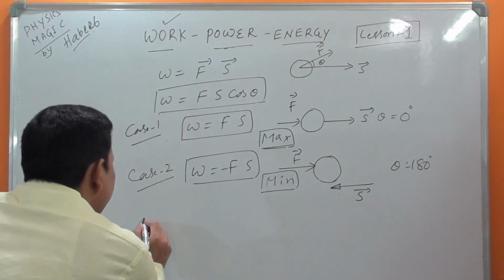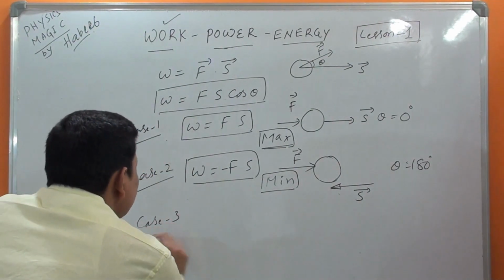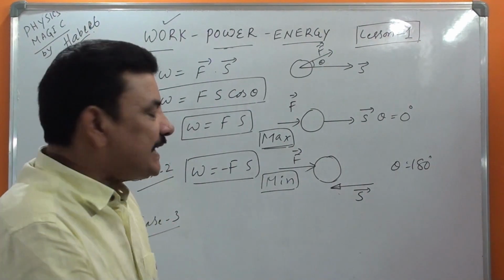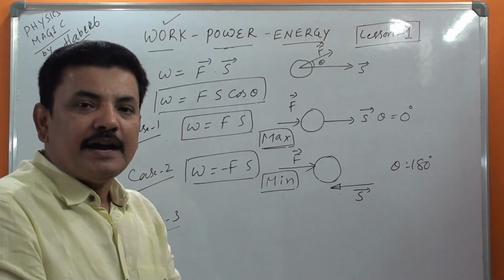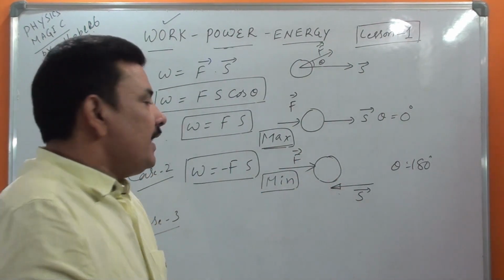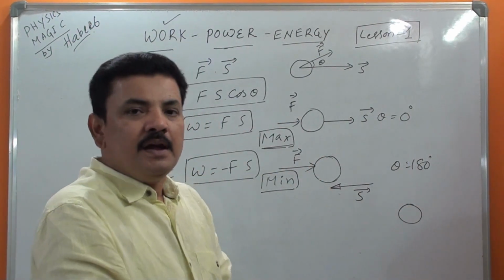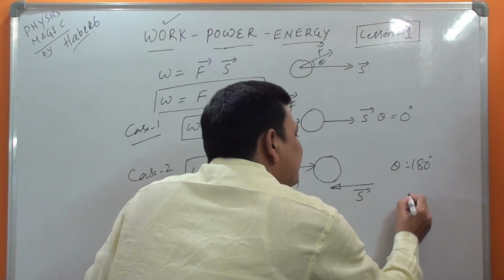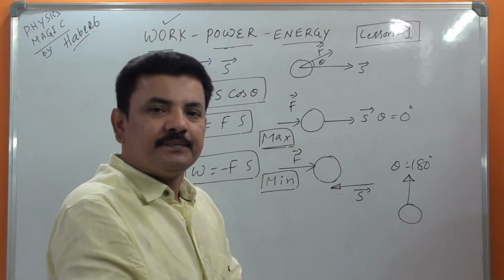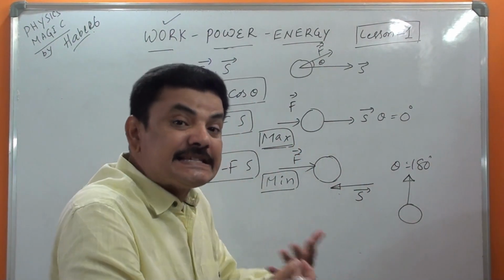Then what happens in case 3? But before going to case 3, let me explain about these two. For example, here is a body and you are lifting the body like this. So you are called an external agent.